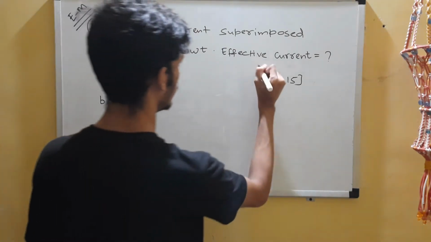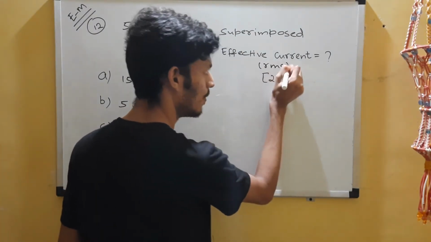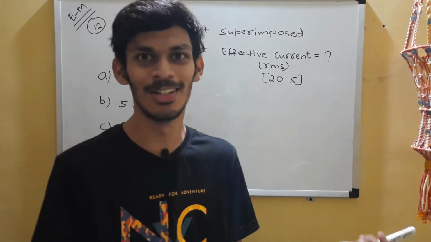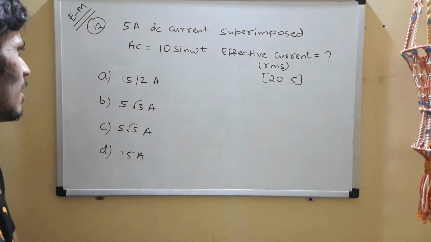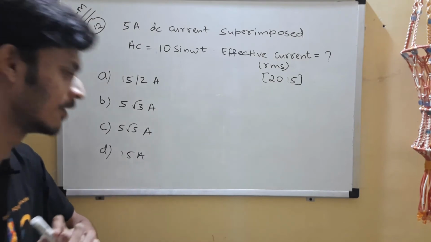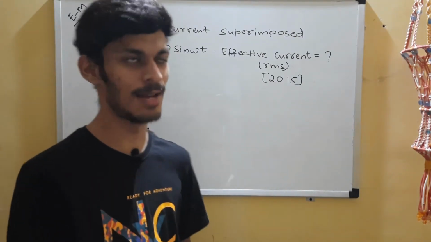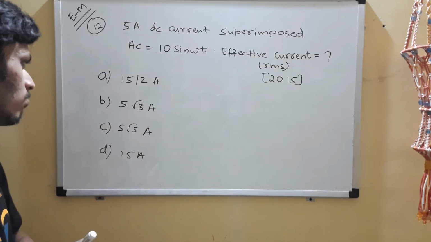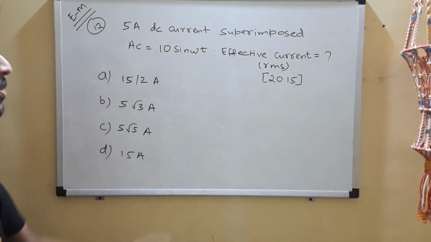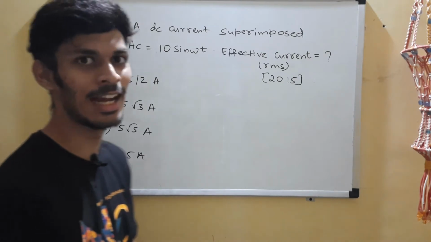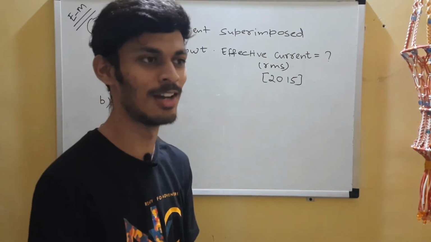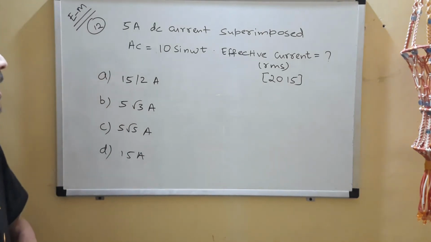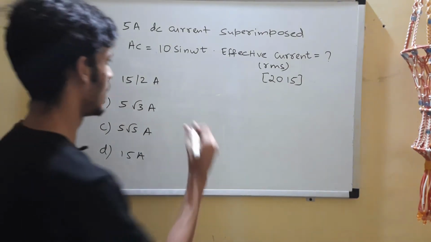So we'll find the RMS value using the previous concept. If you didn't know the previous concept, what would you do in this question? What is the RMS value over here? Is it 10 by root 2? Not an option. 5 by root 2? No, not an option. Add them, square them, do whatever you want, not an option. So only the concept will work over here. Let's find the RMS value.